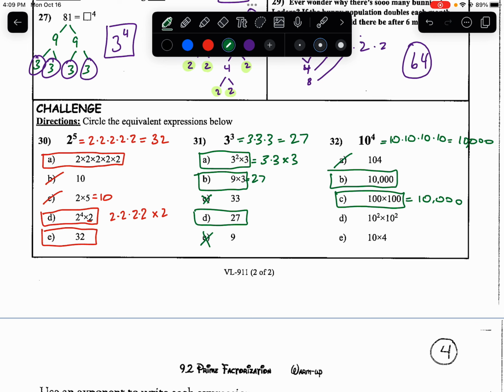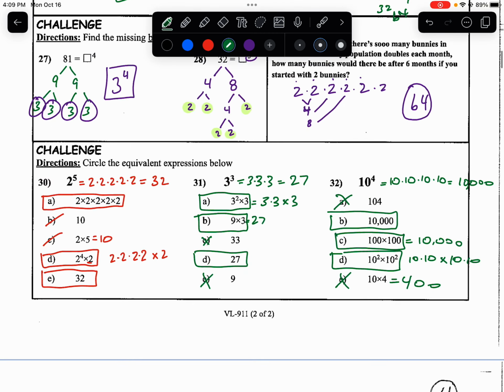10 to the second times 10 to the second, well, 10 to the second is 10 times 10, times 10 to the second, which is 10 times 10. How would you read this? It's 10 times 10 times 10 times 10, which is the same thing as what's up there. And 10 times 4, that equals 40, so that is wrong. So now we know the equivalent ones, we can circle the equivalent expressions.